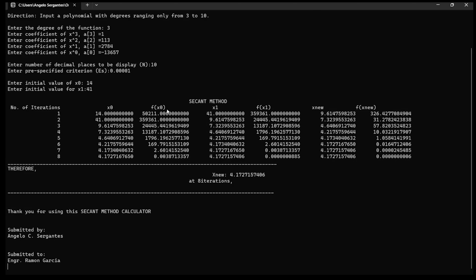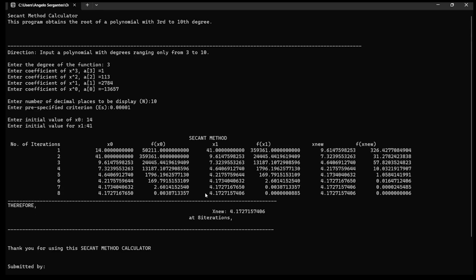This produces the iterations. The program says that at the 8th iteration, the x new, or the root of the function, is 4.172715740006. So this is the second calculator.